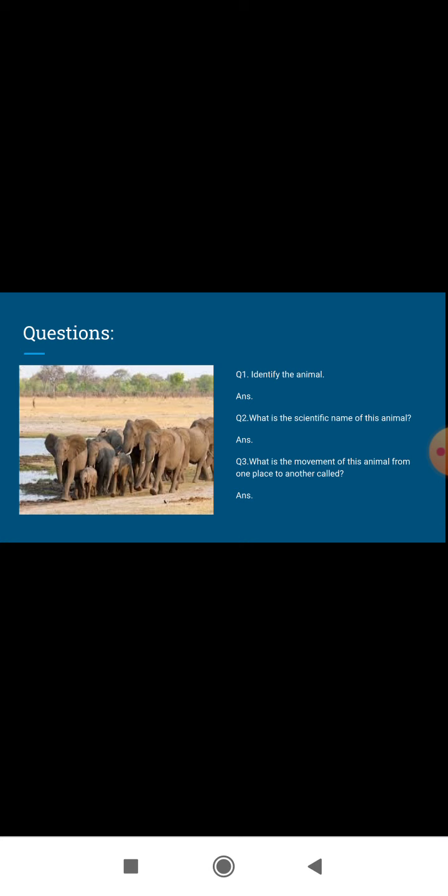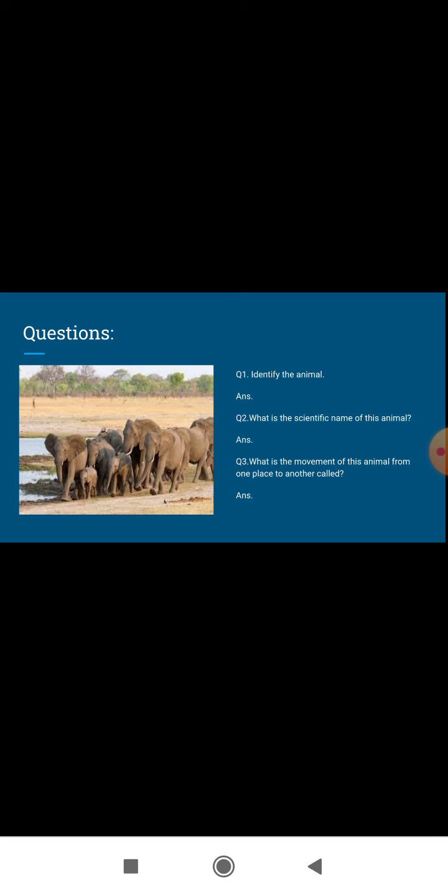Children, now here we have some questions. These are picture based questions. You have to identify the animal, and on the basis of that you have to answer some questions. First question is, identify the animal. I hope you all can write it easily.